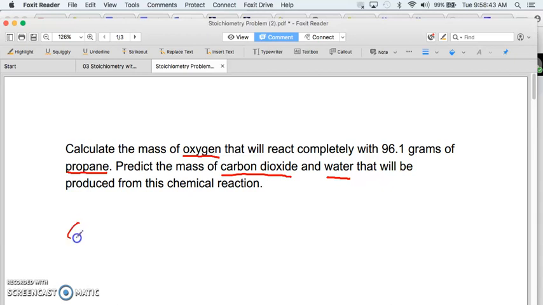But propane is C3H8. Oxygen, remember oxygen's a diatomic, so O2. Carbon dioxide, CO2, and water, H2O.